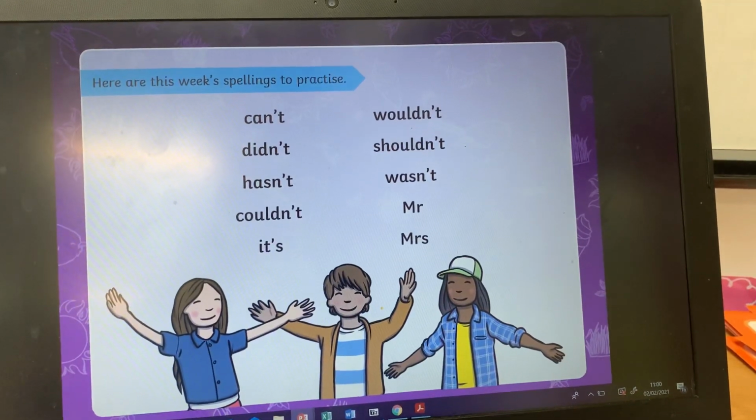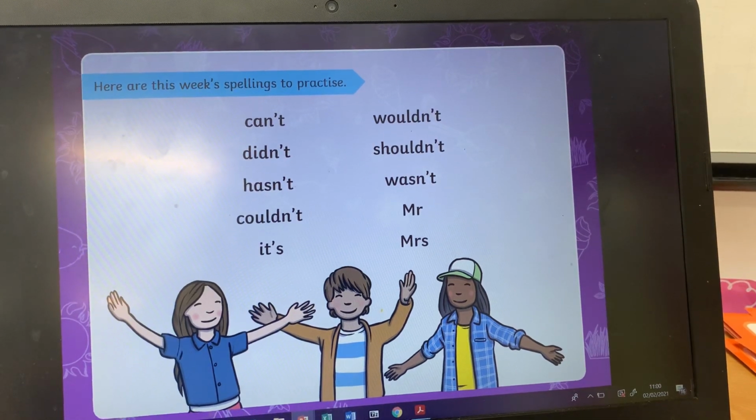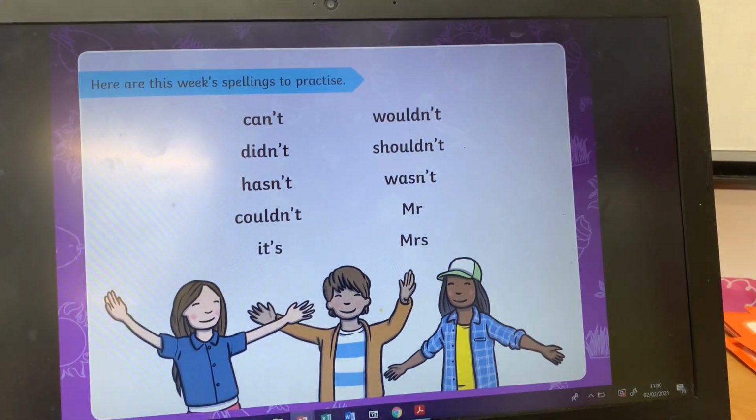Now I want you to see whether you can complete my worksheet, including contractions, and to challenge yourself, see if you can write some sentences with those contractions in.